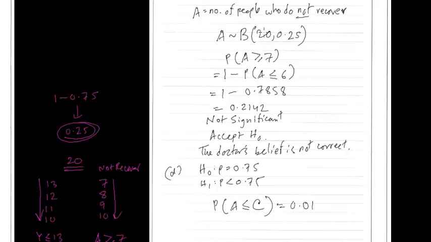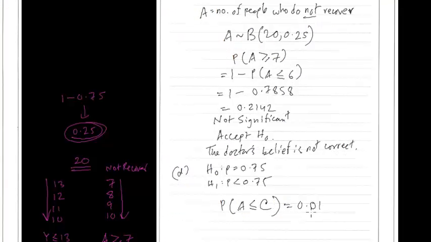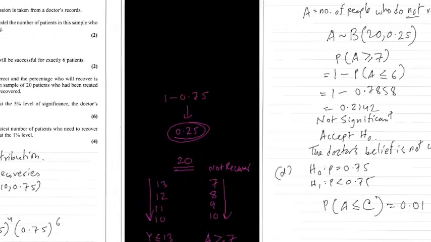So let's look up the table for the distribution where n equals 20, p equals 0.25. So we have to look for this probability which is closer to 0.01. 0.01. This is what we have, 0.02, and this is what we have, 0.00. So which one is closest? So okay, let's backtrack and do this from the beginning.